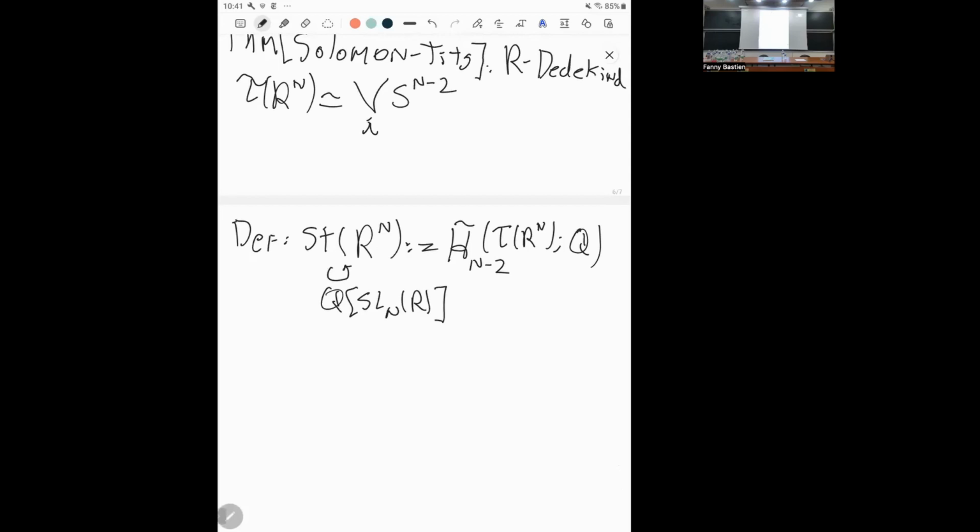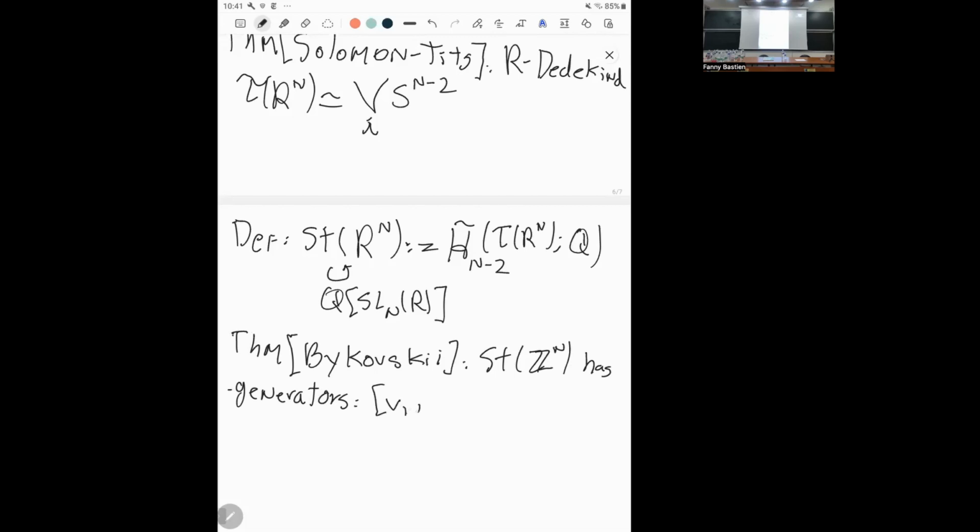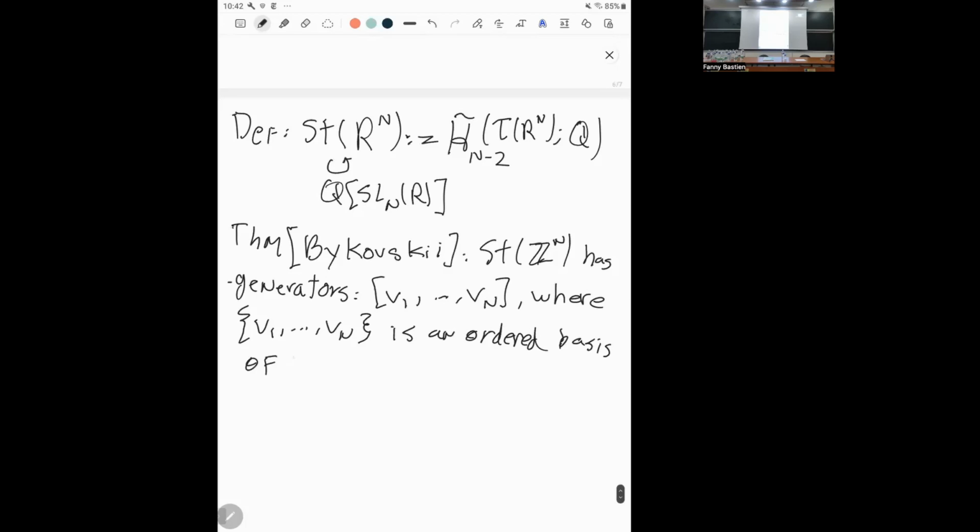When R is Z, there's a really nice presentation of the Steinberg module of Z^n due to Bykovskii. So Bykovskii showed that the Steinberg module of Z^n has generators of the form given by symbols [v_1, ..., v_n], where v_1 through v_n is an ordered basis of Z^n.